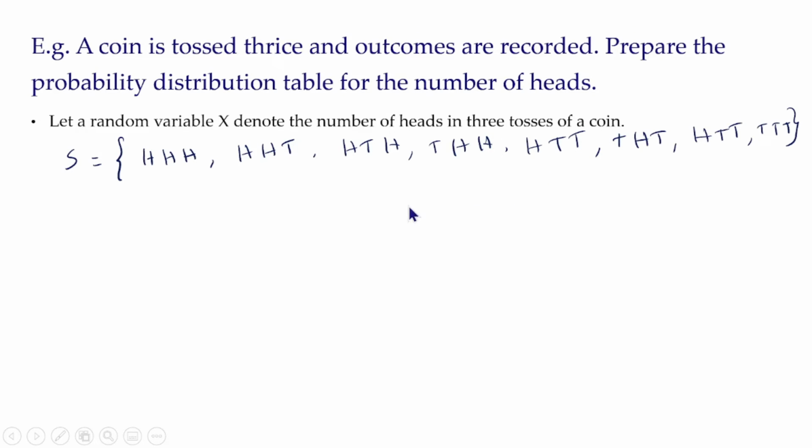Now if we see here, x denotes the number of heads in this experiment. So here it can take the value 3, then in these 3 cases x can take the value 2, and in these 3 cases x can take the value 1, and here x can take the value 0. So the various values which x can take are 0, 1, 2 and 3.